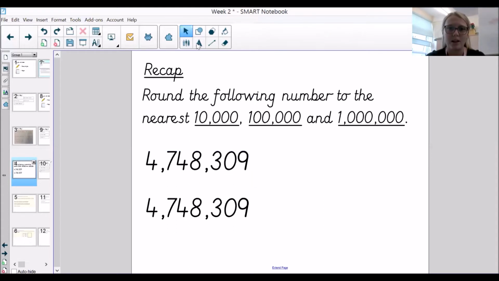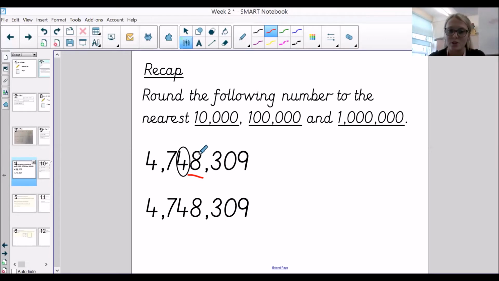So mark your place. Because it's the 10,000s, I'm going to circle the 10,000s digit, which is the 4. Mark your place, look next door. 5 or greater, add 1 more. Because it's an 8, we are adding 1 to the circled digit, so that 4 becomes a 5. Numbers before stay the same, so the 4 and the 7 remain the same. Numbers behind, zero's their name. So the rest of the digits after the circled digit turn into a 0.